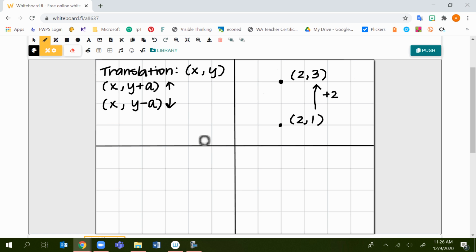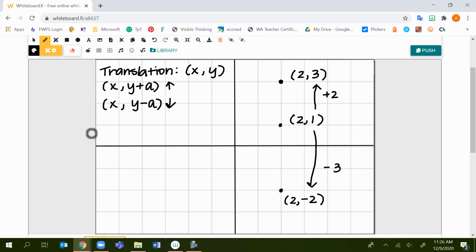Now I want to go down and subtract, let's say 3. So I'm going to go and translate down 1, 2, 3. We are now at this point that's called 2, -2. And I get that by subtracting 3, as I said I wanted to go down 3. So that's for our up and down translations.